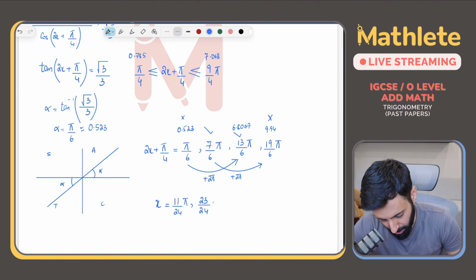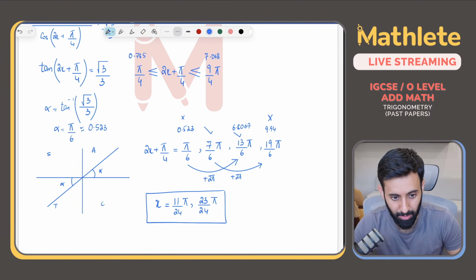Why do we add 2 pi? Because the range allows us to go slightly beyond one cycle. So we have to find out the solutions in the next cycle as well. That's why we added 2 pi.